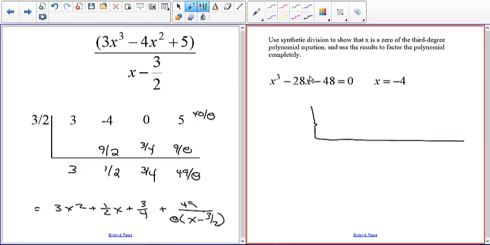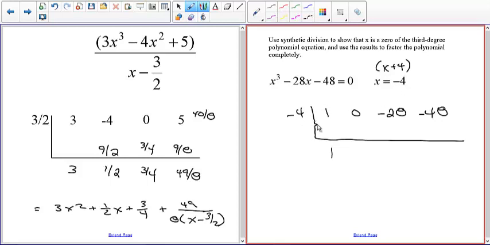So we take the coefficients here, 1, 0, -28, -48. X equals -4. We use -4. If we had x plus 4, which is equivalent, you'd still use -4. So a factor of x plus 4 is the same as x equals -4. We use what the 0 is, not what the factor is.